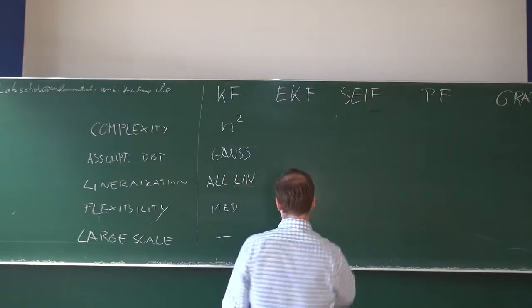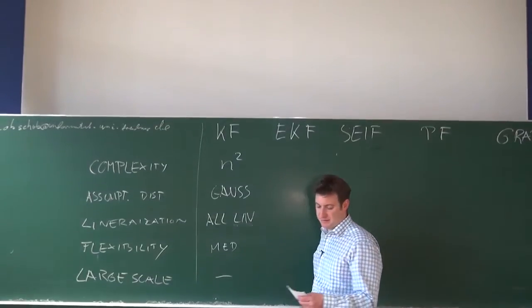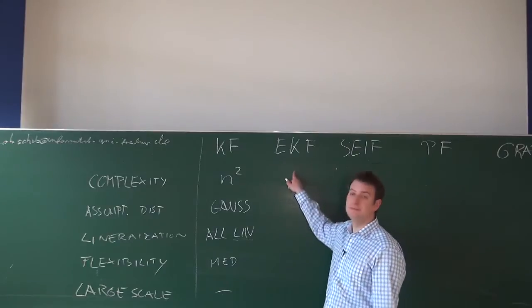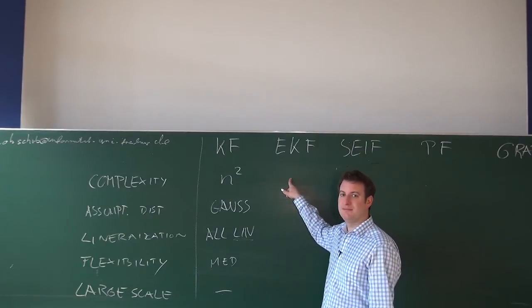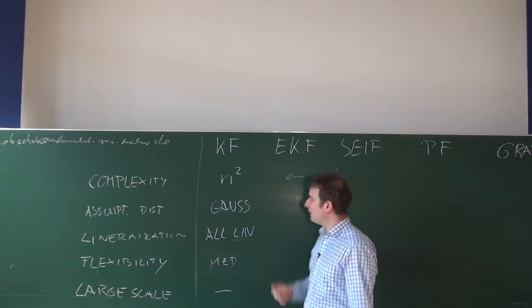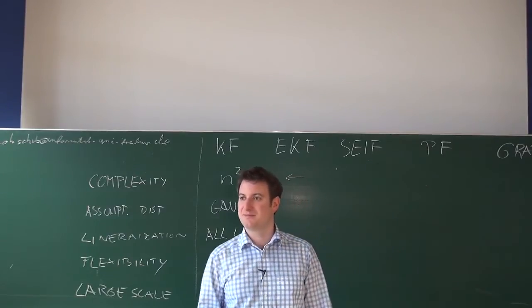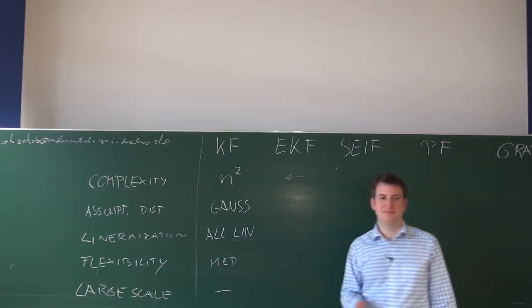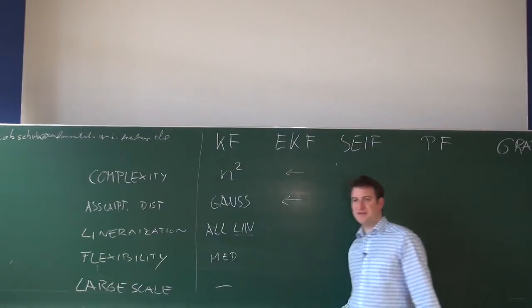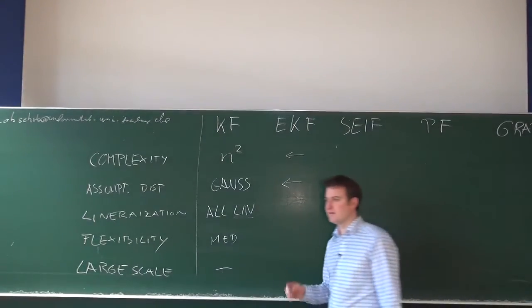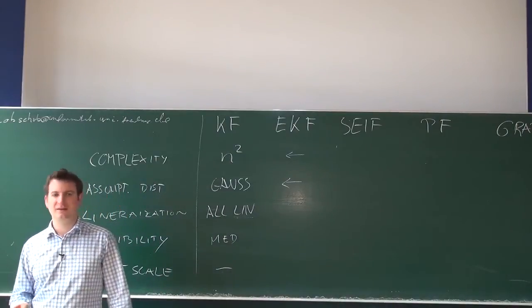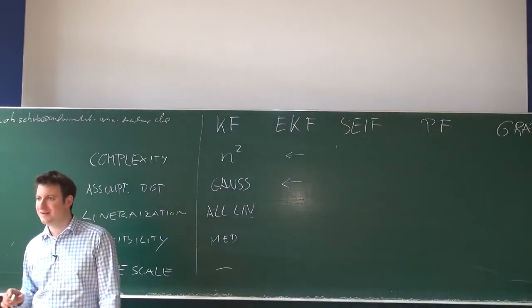Okay, let's go to the EKF. What happens with the EKF? Exactly the same as was done here. What about the assumed distribution? Again, Gaussian distribution, yes. What about linearization? Do we linearize in the EKF? How can we deal with nonlinear functions in the EKF? Yes. Yes, in which way?